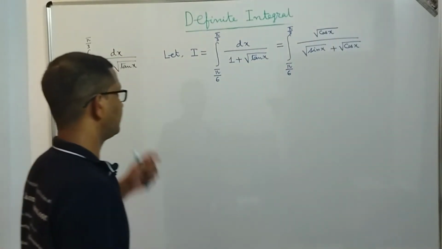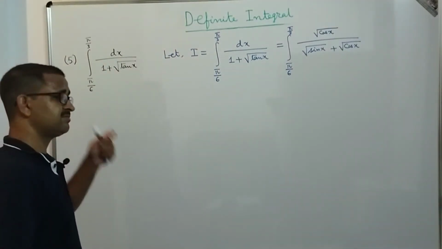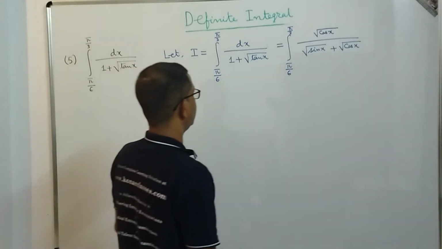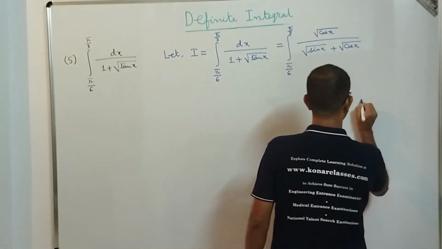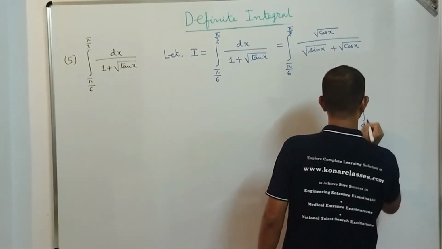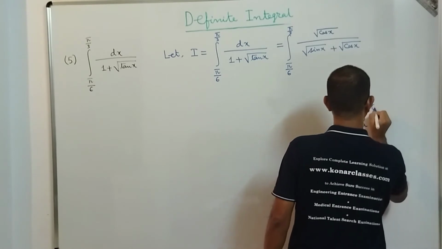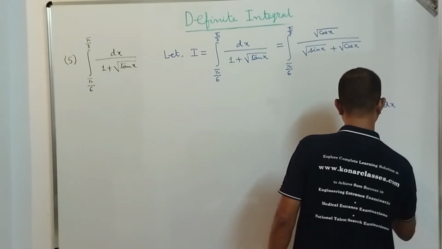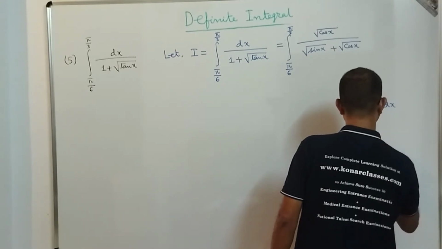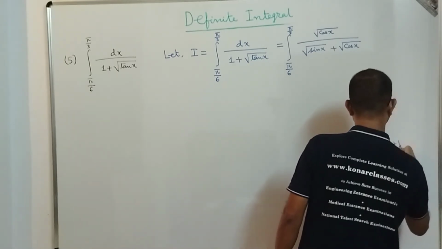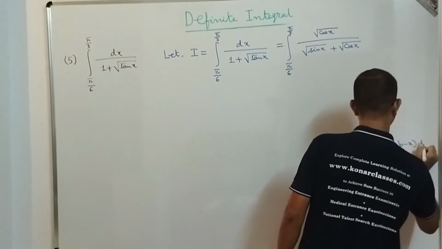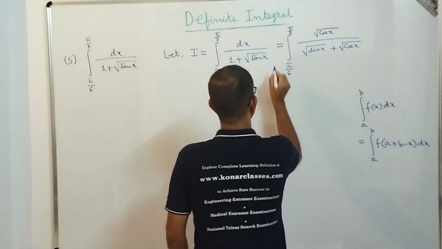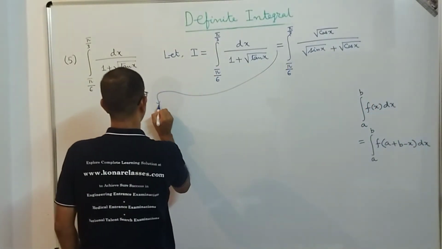Okay, square root of cos x by square root of sin x plus square root of cos x. So now we know one thing, dear students, that integration a to b f(x) dx is equal to integration a to b f(a plus b minus x) dx. So what we can write here? From here we can continue.